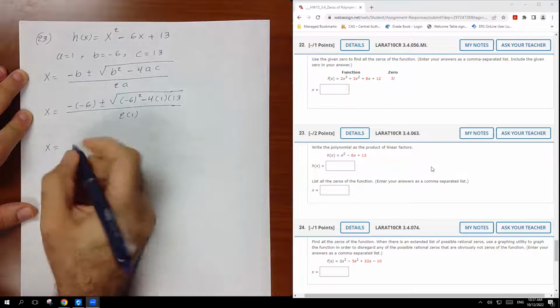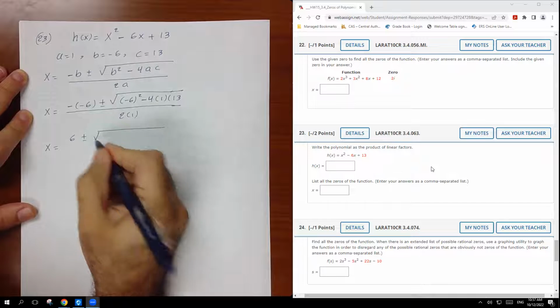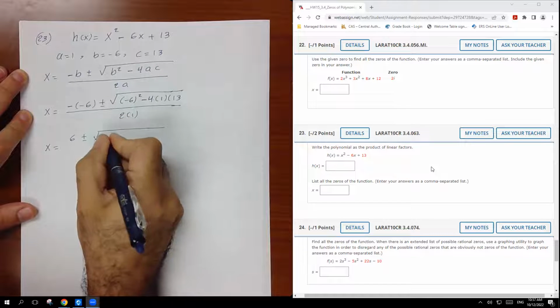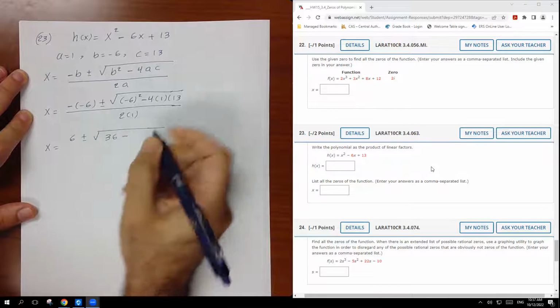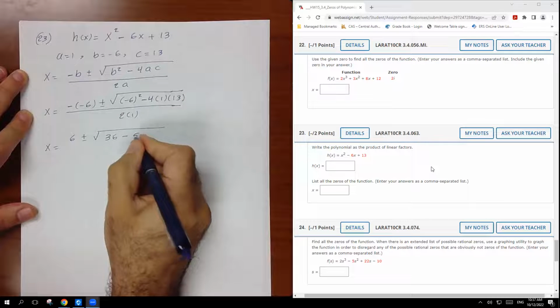That means x is going to be equal 6 plus or minus square root of negative 6 squared is going to be 36. 4 times 1 times 13 is going to be minus 52.